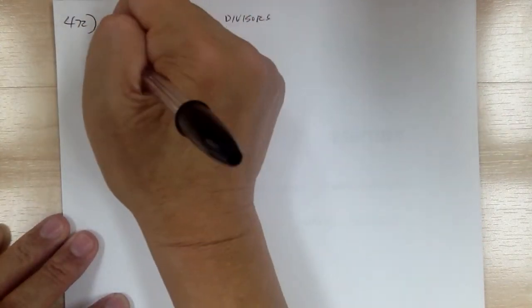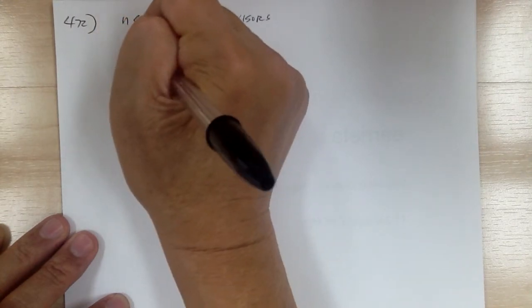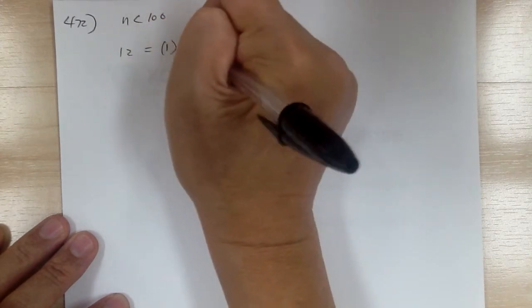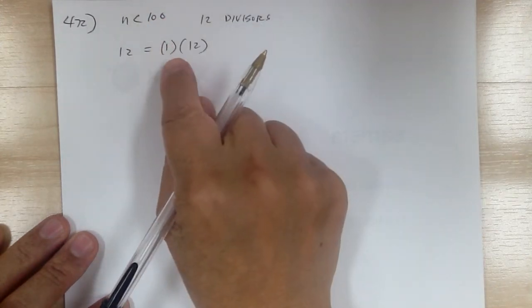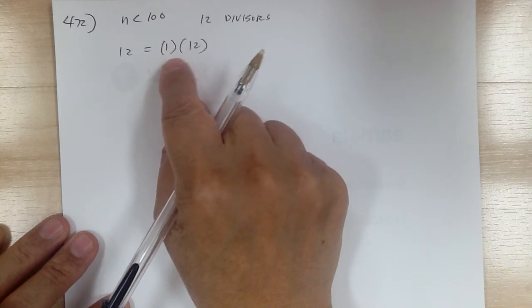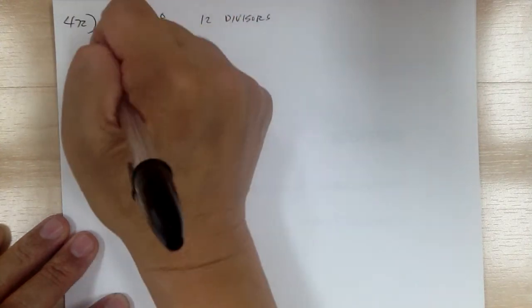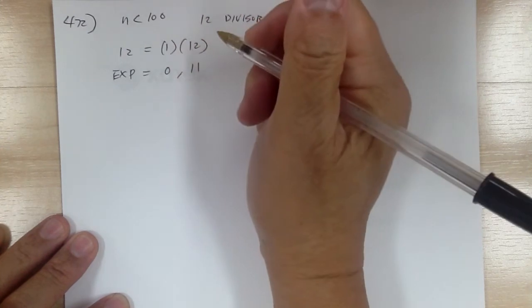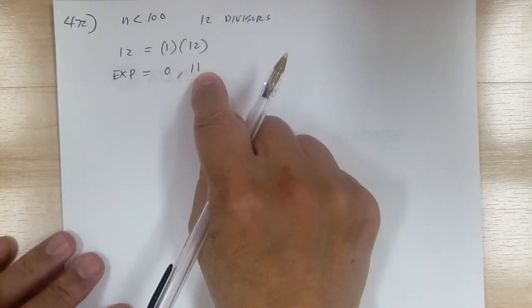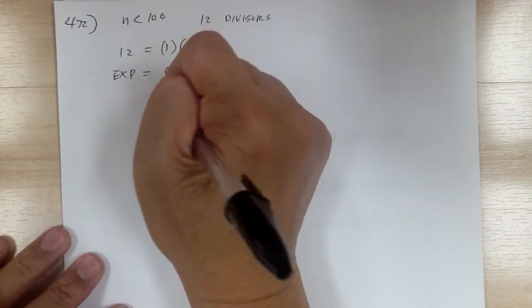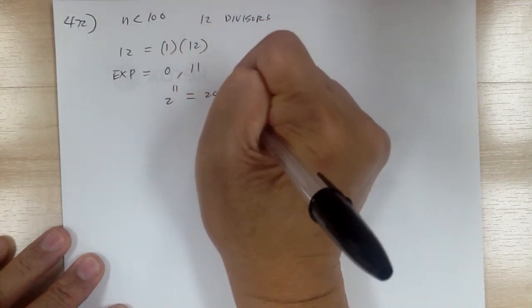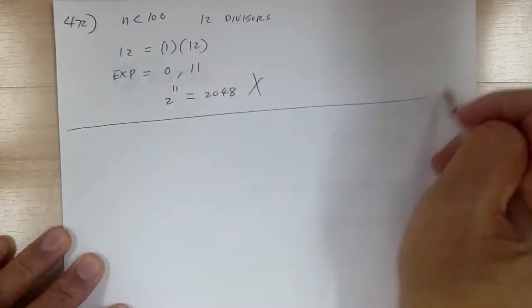So what we need to do first is break 12 down into factors. So 12 equals 1 times 12. Remember, the exponent would be 1 less than the choices, so the exponents to get those choices would be 0 and 11. And 11 is a very high exponent. If you try the lowest number, it would be 2 to the 11, which equals 2048. So this is no good already. This is not going to work.